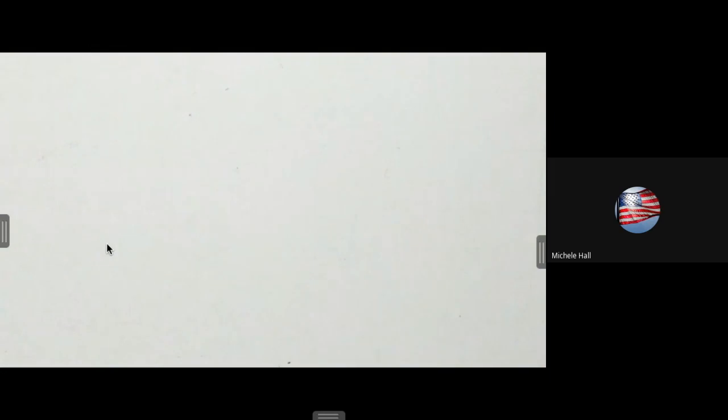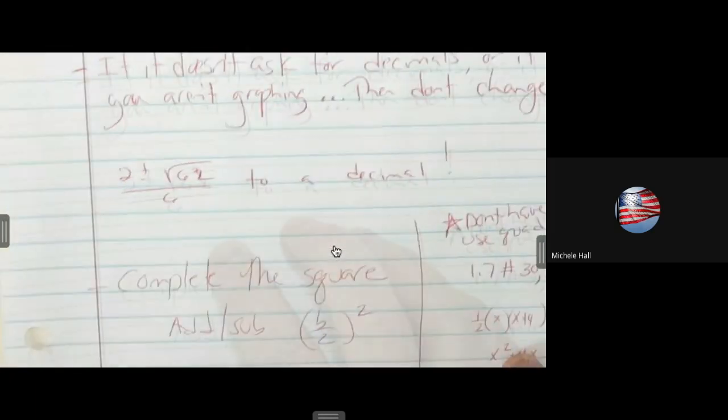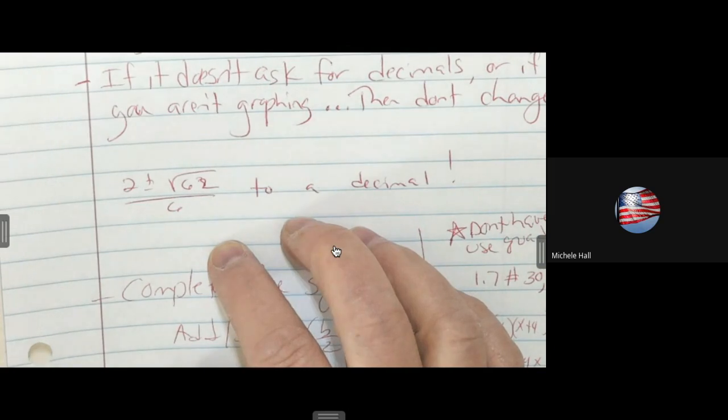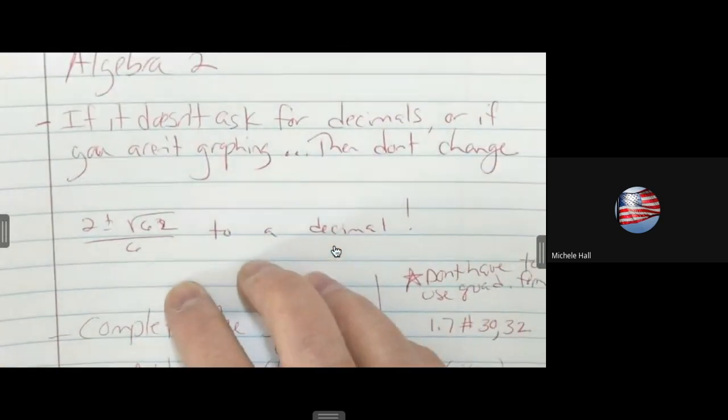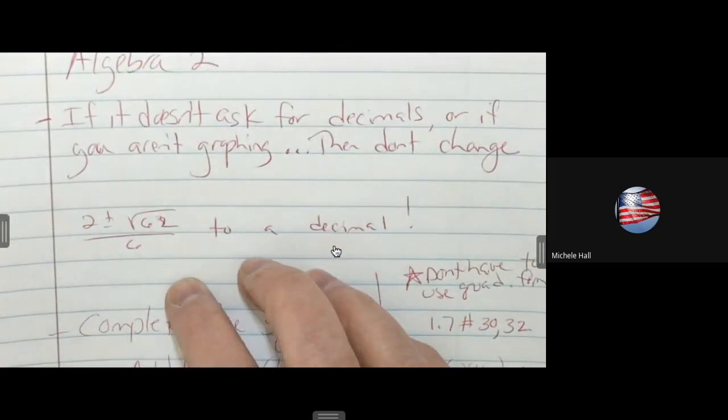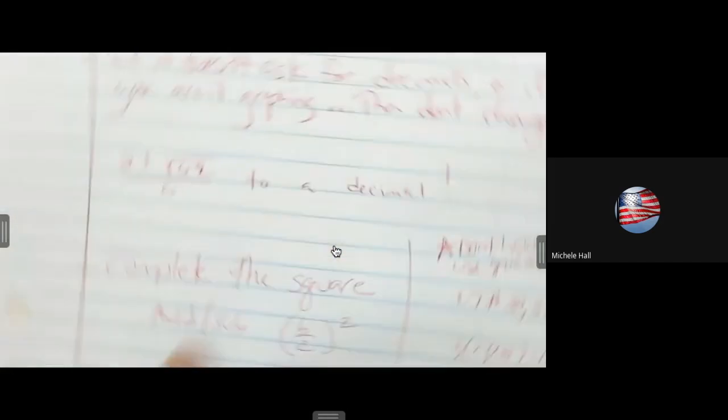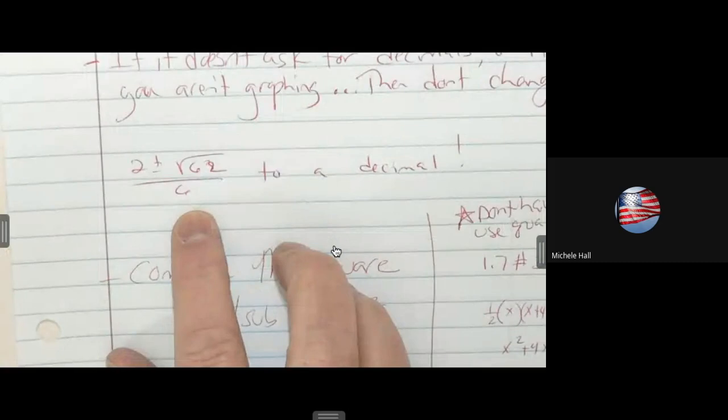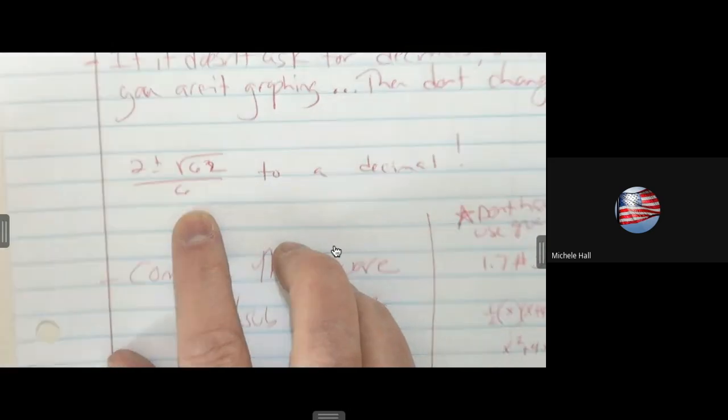I want to say a couple of things as I'm correcting homework. Let's put it this way. If the directions don't say to give so many decimal places, or if you're not graphing, you shouldn't be changing answers like this into decimals. The only time you use decimals is when it says, give me a decimal answer or you're graphing.